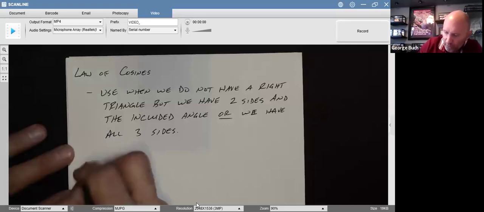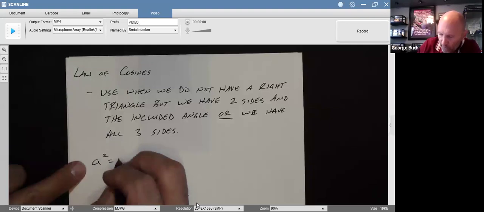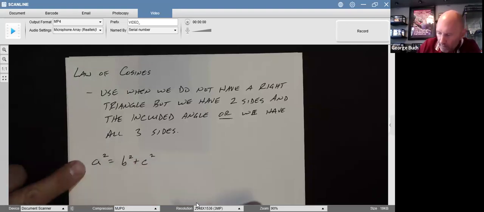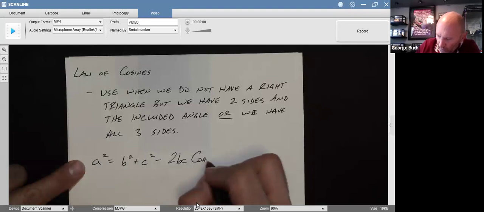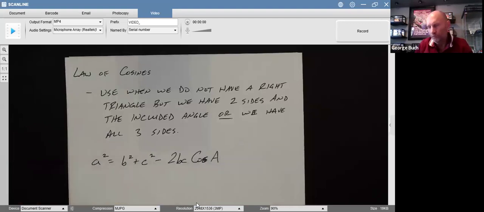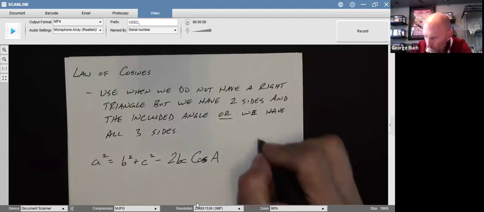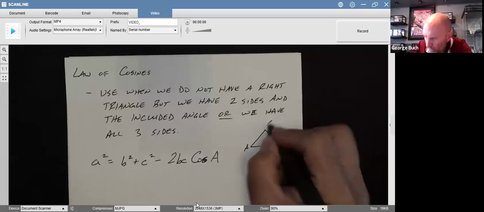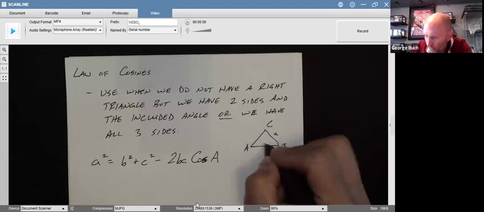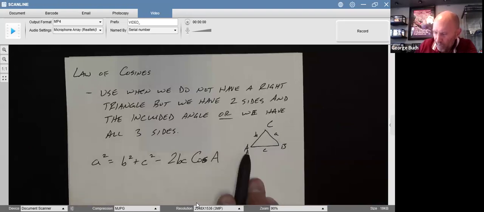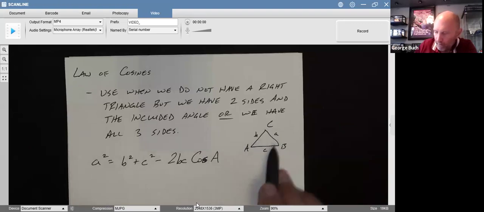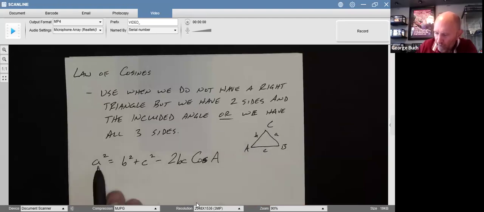So law of cosines is as follows. A squared, which is side A squared, is equal to B squared plus C squared minus 2BC times the cosine of angle A. So if I have some triangle here, let's go A, B, C. So this is side A, this is side B, this is side C. If I want side A, which is over here, and I have side B and C, and I have angle A, I can figure that out. I can figure out side A with this formula.